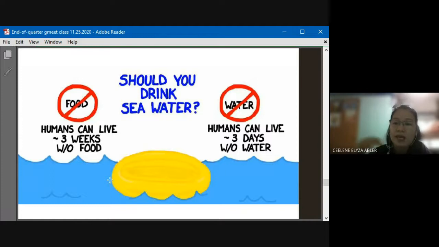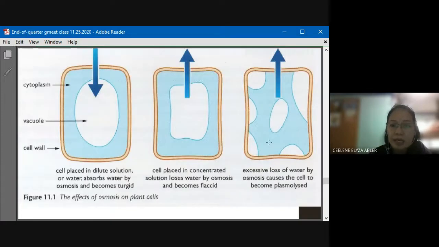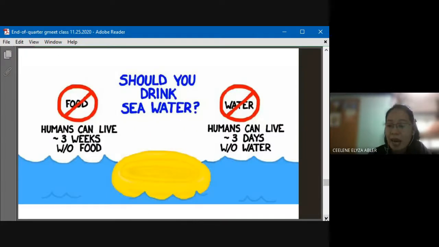So, halimbawa, if it's a hypertonic solution, ganito ang mangyayari sa cells mo. It will become plasmolysed. So masyado kang madaling mamatay kapag iinom ka ng ganyan. You can't live without water for 3 days. You will die after 3 days unless you drink your urine just to survive.